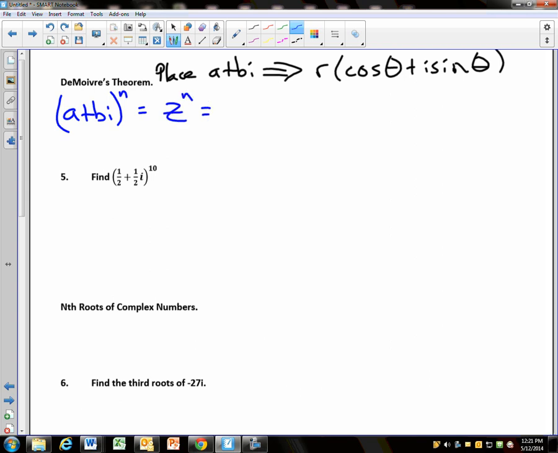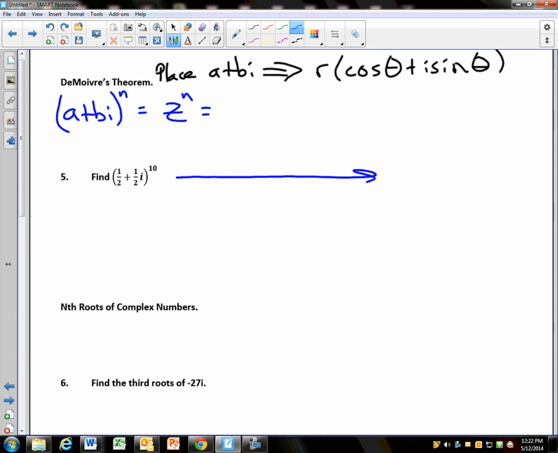Okay, so the idea is if we want to take a complex number and raise it to a power, how can we do that quickly and efficiently? It all starts by taking a plus bi, whatever the complex number is, and putting it into trigonometric form. From Friday's lesson, you should be able to place any complex number in trigonometric form. First we'll start with this example: find 1/2 plus 1/2 i to the 10th power. That would be very challenging to multiply out 10 times. We can do it quickly. We start by placing it in trigonometric form.